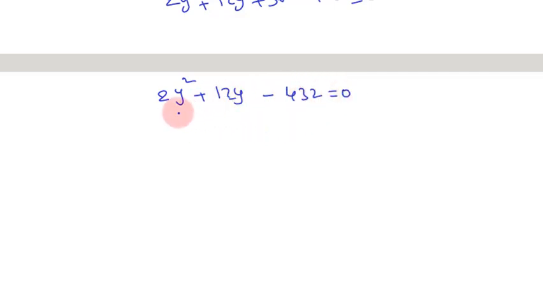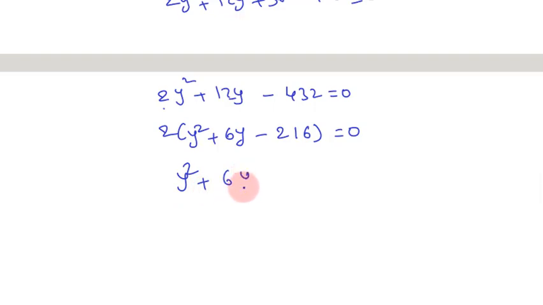Now again, if you observe this, we can take 2 as common in all terms. In this 2 is present, in 12 2 is present, and in this also, as it is an even number, we can take 2 as common. So on taking 2 as common from all terms of the LHS, this can be written as 2 of y square plus 6y minus 216 is equal to 0. From this, y square plus 6y minus 216 is equal to 0.